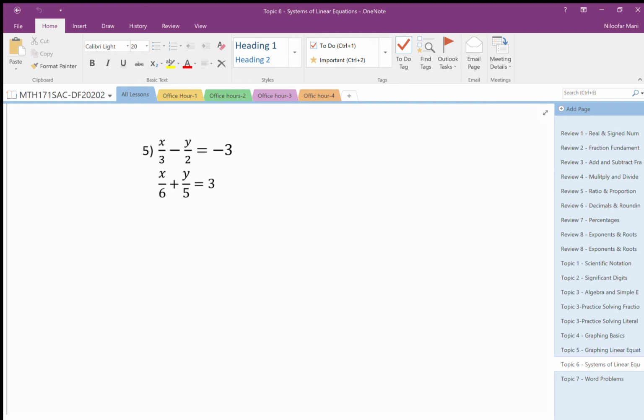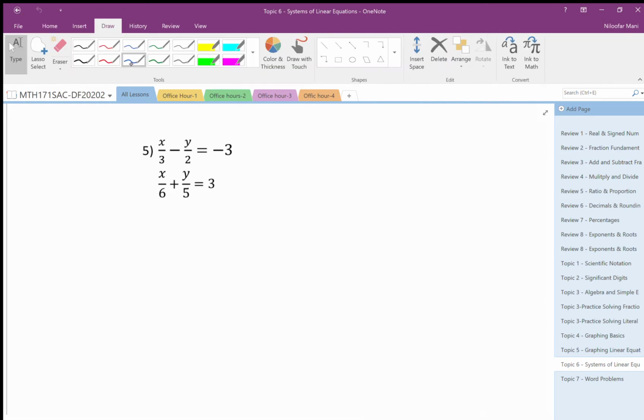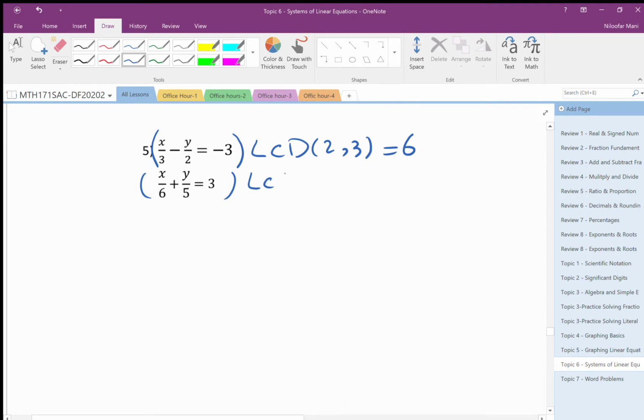You can deal with these 3 divided by 2, 6 and 5, but I recommend removing them. When you want to remove them, you can multiply both sides by the least common denominator of 2 and 3, which is 6, and then multiply both sides by the least common denominator of 6 and 5, which is 30. Remember, you multiply both sides, you multiply all terms.